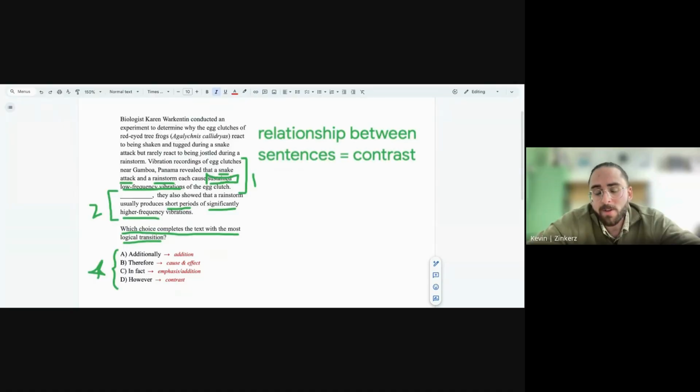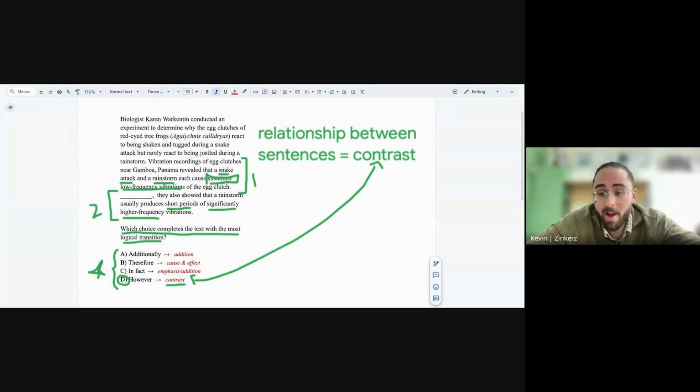In fact, is sort of similar to additionally. It's giving us some new information. It's adding on, but it's also sort of there to emphasize this new information and to really hone in on a particular point. The final word that I have here is however. And however is a classic contrast word. So because I already identified the relationship between these two sentences as one of contrast, that is going to be the answer choice that I go with. And that is indeed the correct answer.